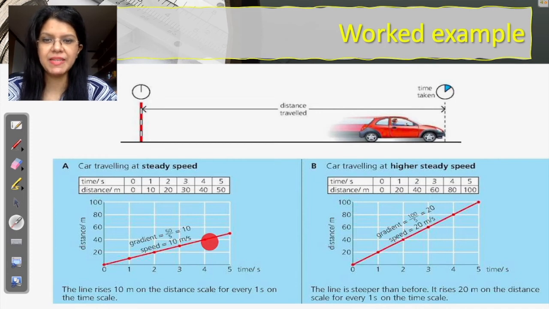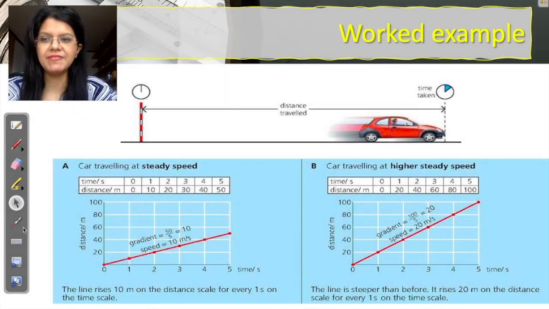Straight line graph represents a constant speed. How do you find the speed here? You find the gradient of this line. When you find the gradient of this line, let us take the two endpoints. 50 over 5, change in y over the change in x. 50 over 5 gives you 10 meters per second.